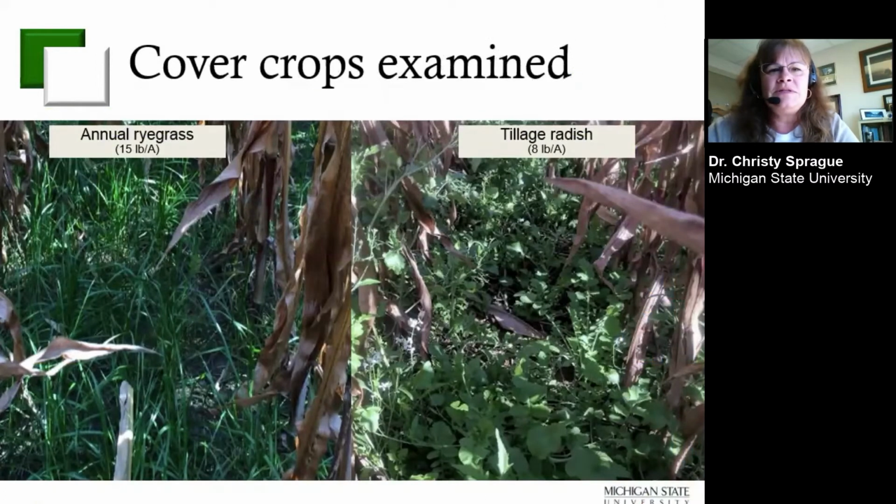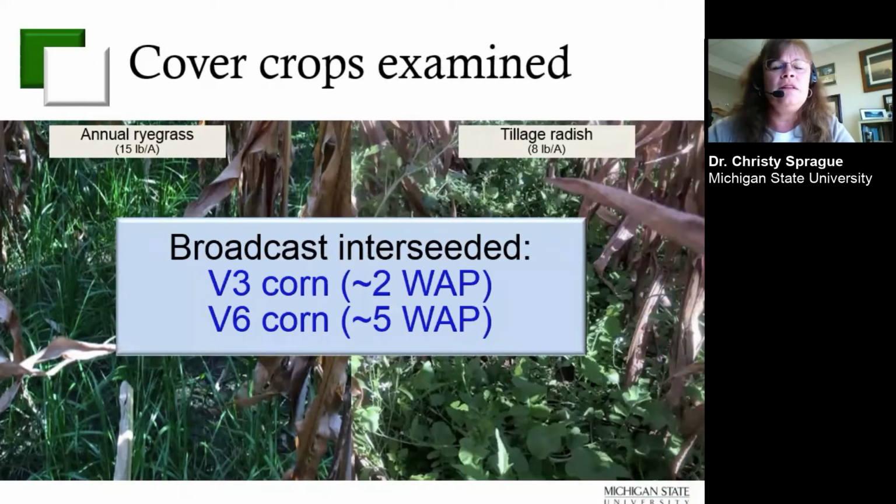The different cover crops we examined, where we had the best data, was actually with interseeding annual ryegrass and also interseeding tillage radish. So you can see here our seeding rates, 15 pounds per acre of annual ryegrass, and again, tillage radish would be 8 pounds per acre. So these were all broadcast interseeded in between the corn rows at 2 different timings. And the 2 different timings that we looked at were when the corn was at the V3 stage, so that's about 2 weeks after planting, and then we also had some strips where we looked at when the corn was at V6 stage, which would be approximately 5 weeks after planting.